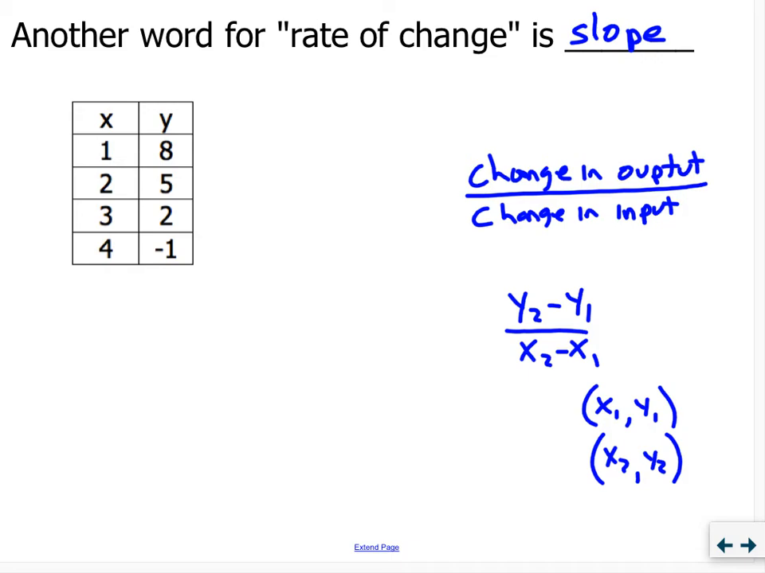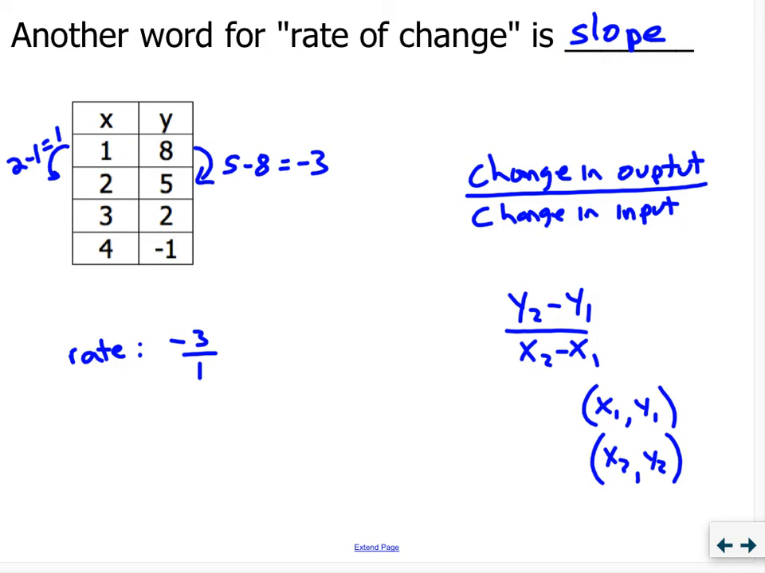Exactly. So if I want to find the rate of change here, when I'm looking at this table, I'm going to ask myself, well, how are the Y values changing? Maybe I'll pick the difference between 2 Y values. So if I go 5 subtract 8, I'll get negative 3. And then if I subtract the X values, 2 minus 1 is 1. So my rate of change here, my slope, is going to be negative 3 over 1.